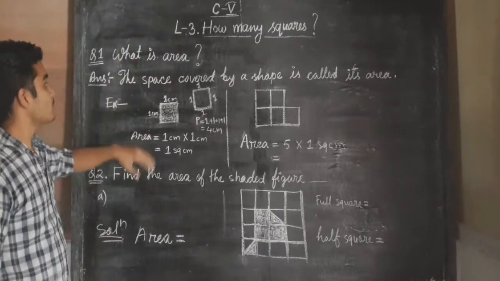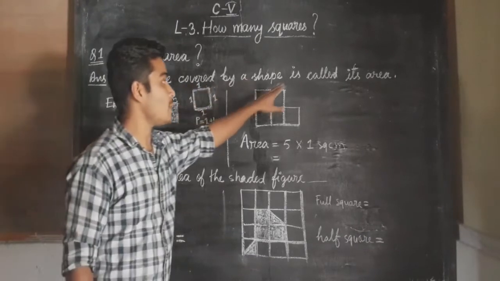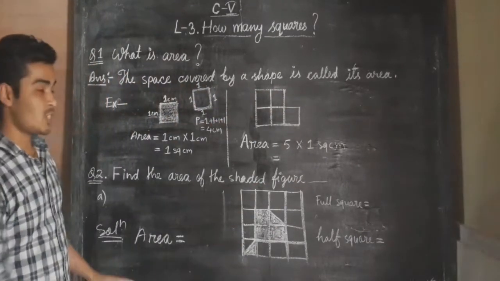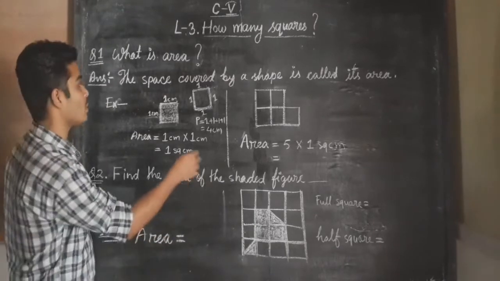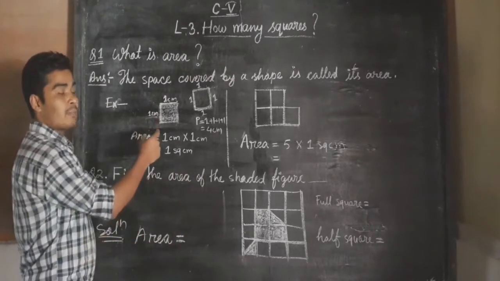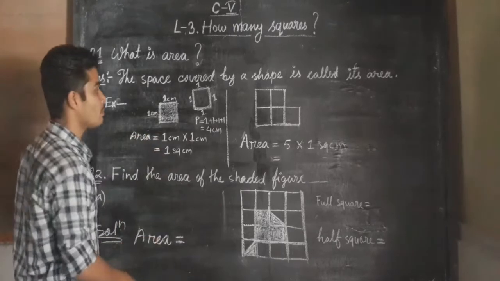First of all, let us read the definition of area. What is area? The space covered by the shape is called its area. Area and perimeter are totally different from each other.